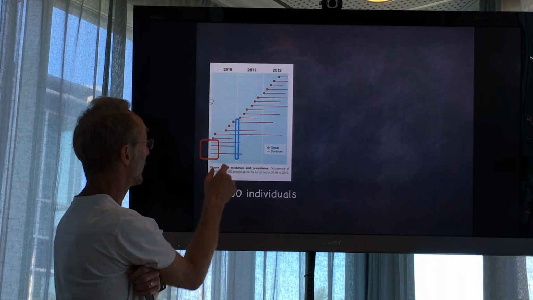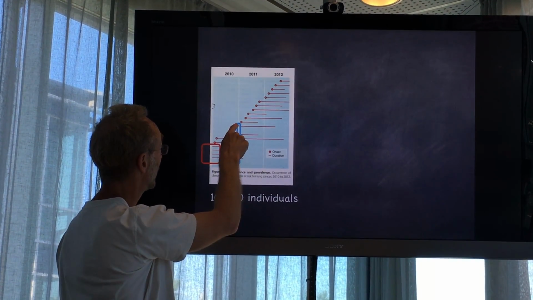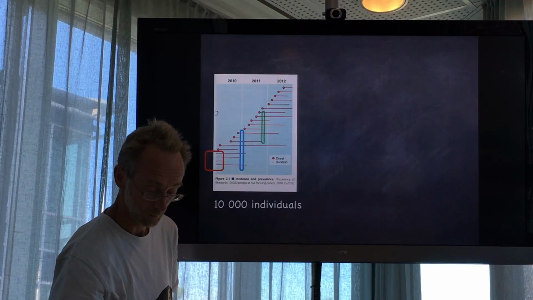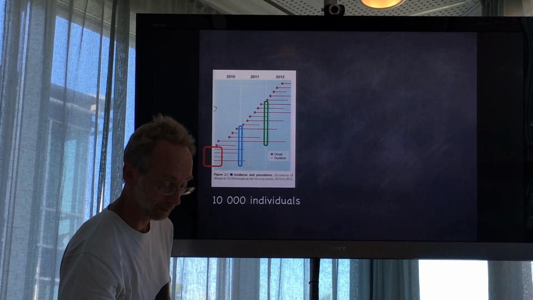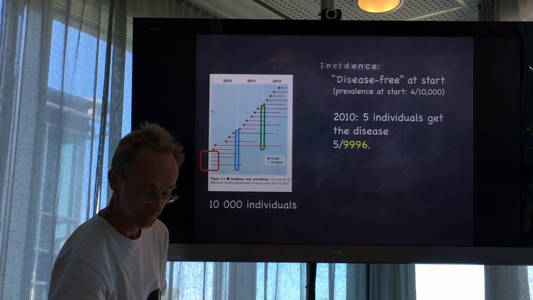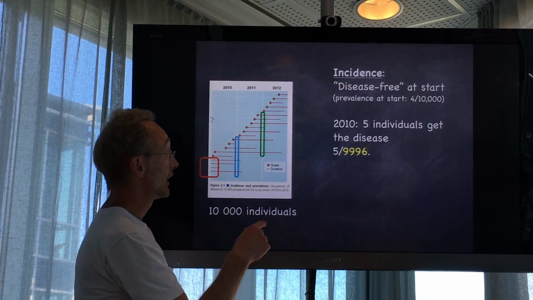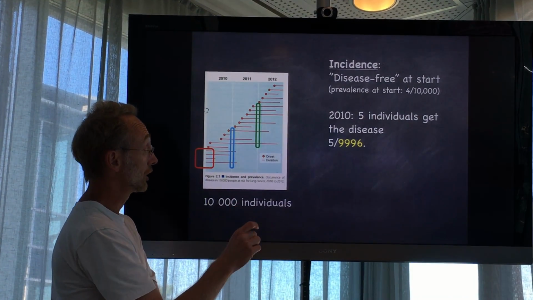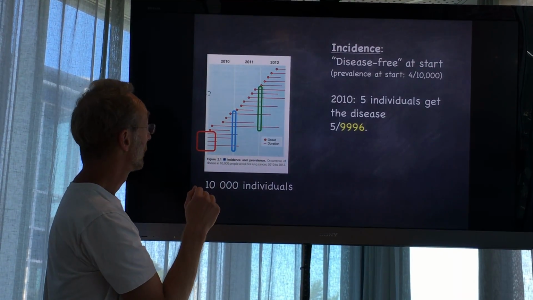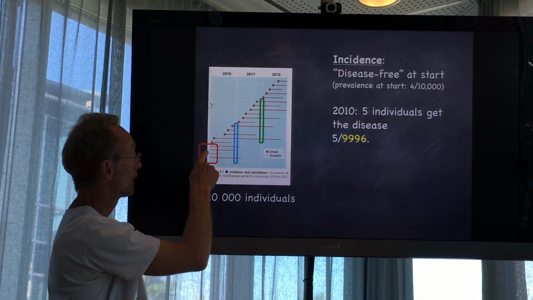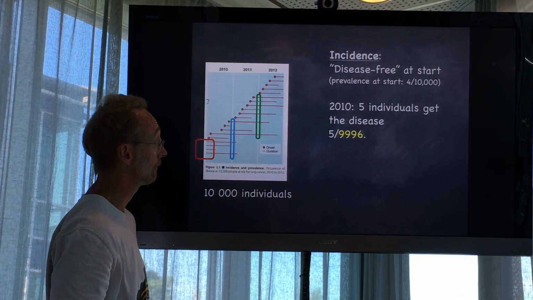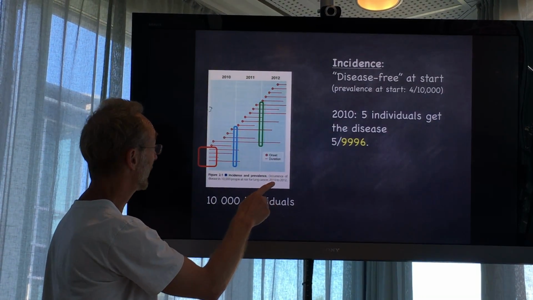During the first year here, we can see that we have a number of new individuals. Each year, there are people coming in here who already have lung cancer. So the incidence, we're looking at disease-free individuals at start. The prevalence at start is 4. 1, 2, 3, 4. In the first year, 2010, we have 5 new cases, 5 new events of lung cancer. 1, 2, 3, 4, 5. Okay, so 5 individuals get the disease in 2010.